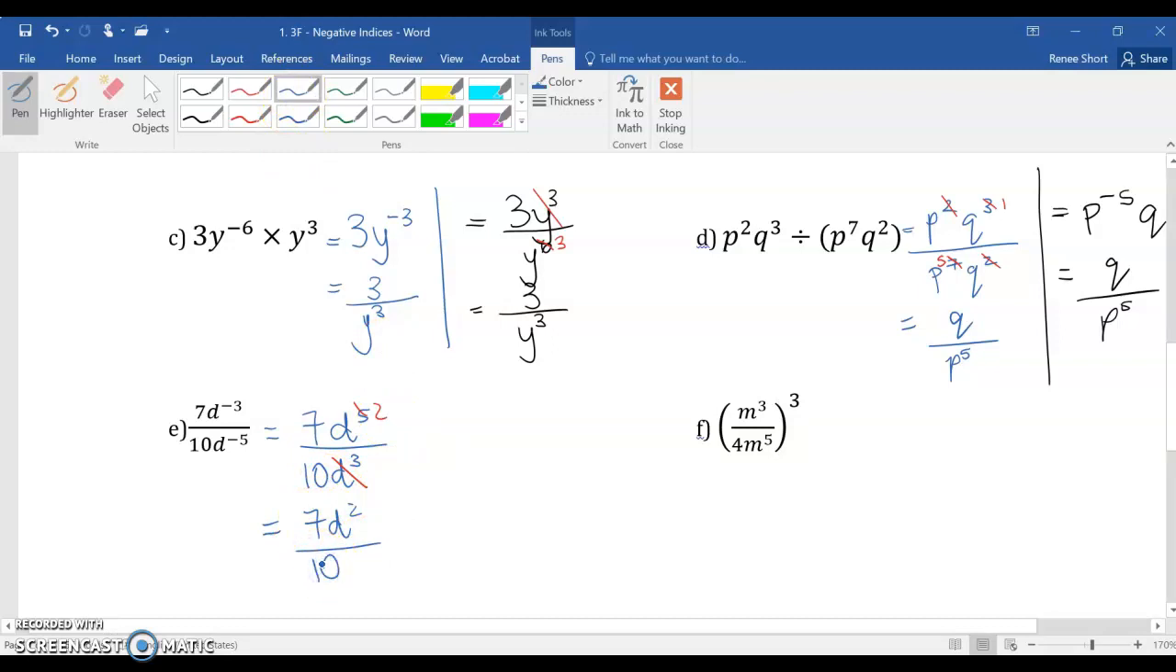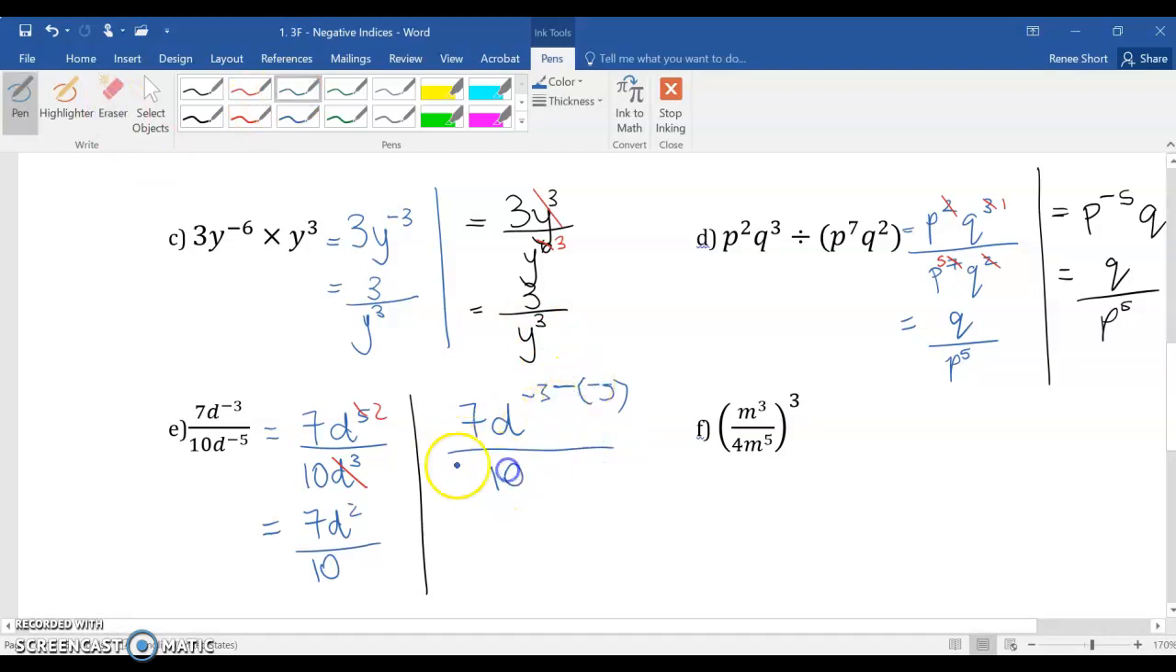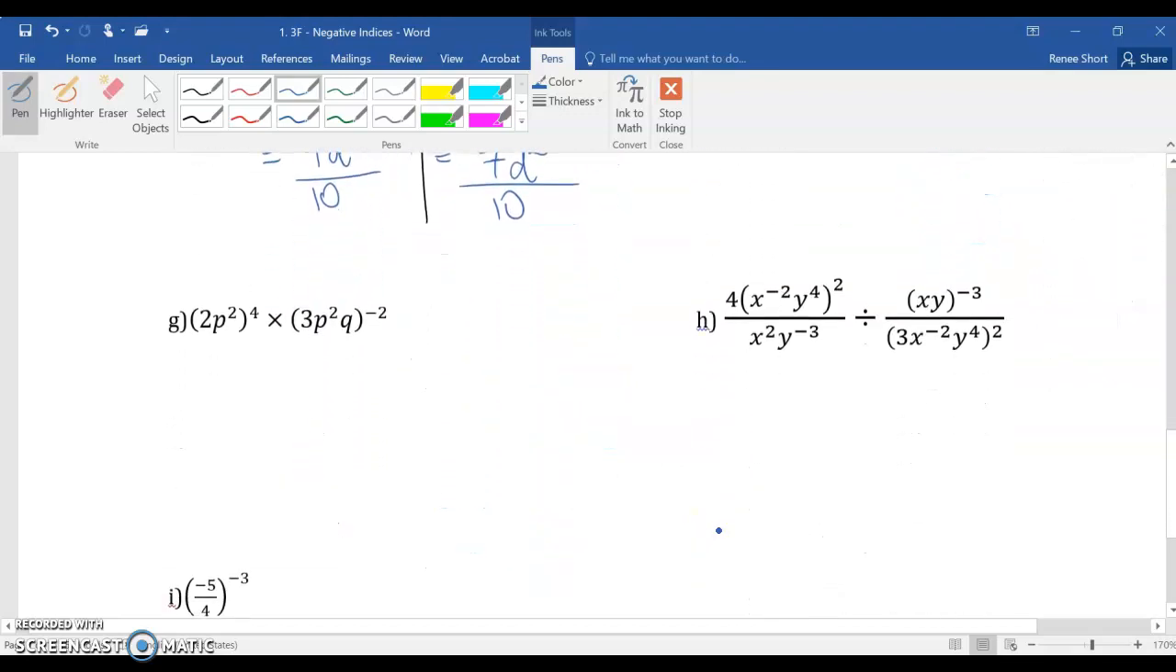The other way that I could do this is I know that negative 3 is bigger than negative 5, so I'm actually going to leave the negative 3 where it is, but then I'm going to subtract away negative 5. Sorry, I sort of put that bracket in the wrong spot. So subtract away negative 5 over 10. And then we've still got 7 over 10 here, but negative 3 minus negative 5 becomes plus 5, so this will end up being d squared. I'm going to skip f because it has no negatives, so we're just going to slide on down to g.